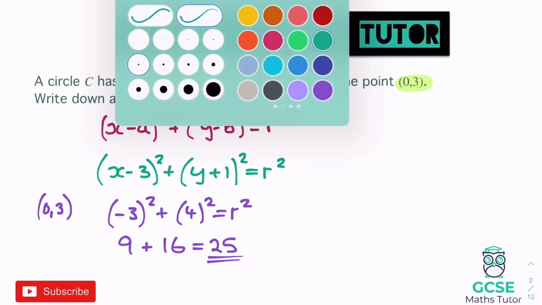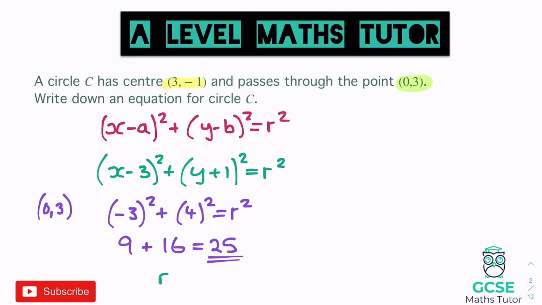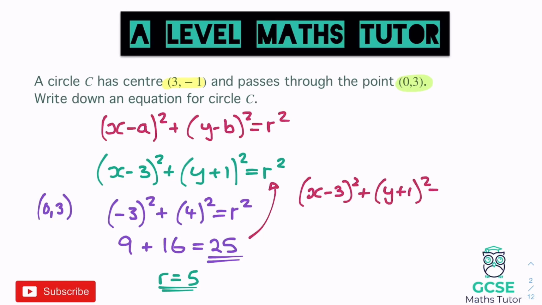And obviously from there we can find out what r is. If we want the radius, we could square root it. It tells us that r equals 5. But for the purpose of this question we are just writing down the equation, so we're just going to use that 25. So finish it off by sticking the 25 in place of r squared and writing your equation. So we get (x − 3) squared plus (y + 1) squared equals 25. And there you go, there's the equation of your circle.